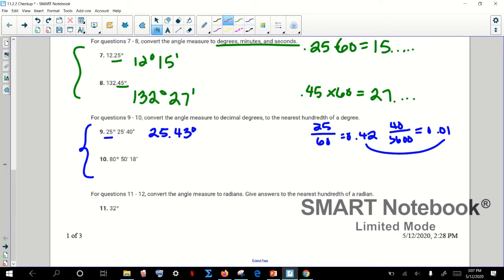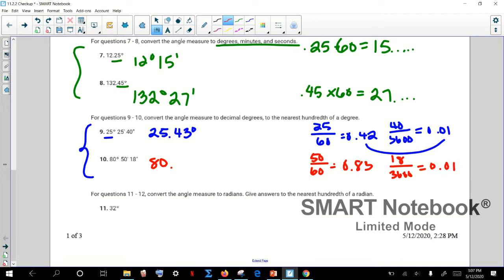Now we're going to do the exact same thing with number 10. I have 80 full degrees. Now I have to figure out the decimal. So 50 divided by 60 for my minutes. Let's see what that gives us. That gives us 0.83. Then I have to take the 18, which is my number of seconds, and divide by 3600. And 18 divided by 3600 will give me 0.005.